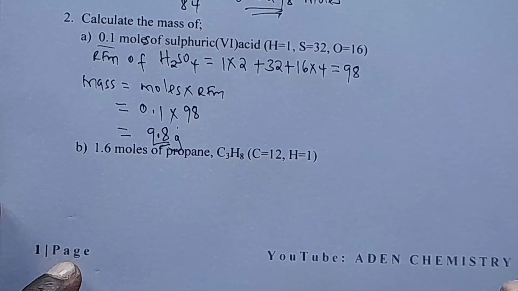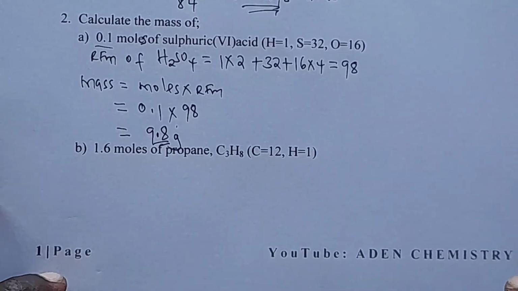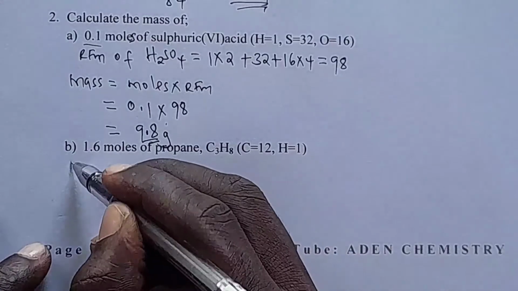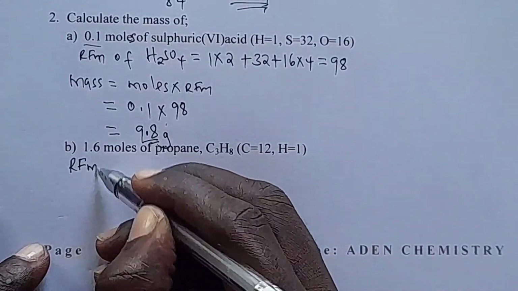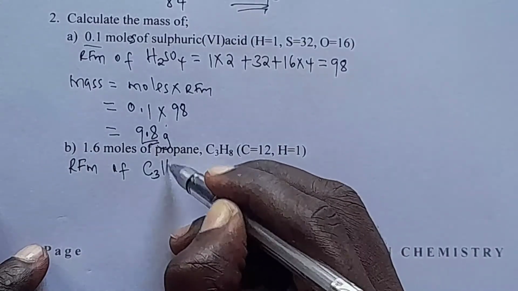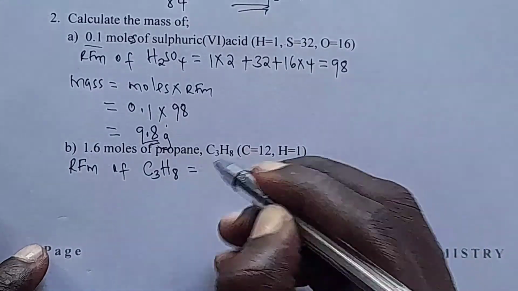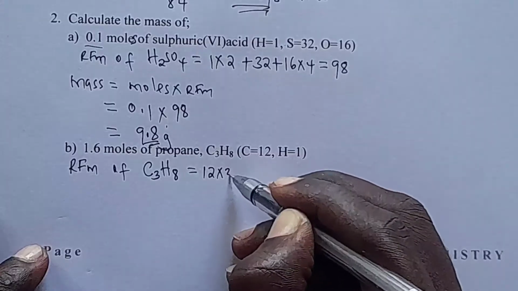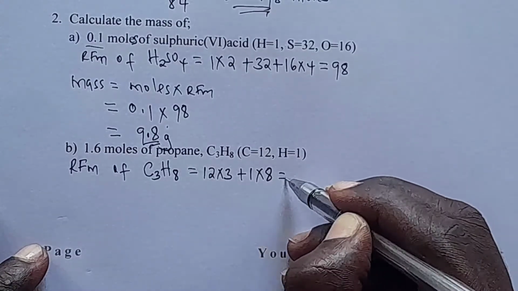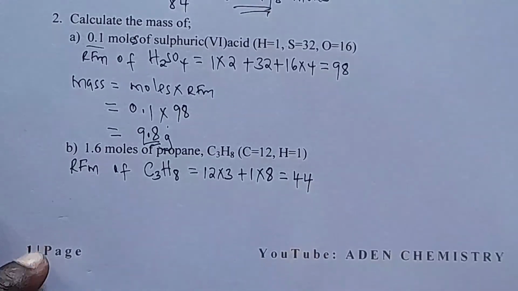The next, part B, it's the same: calculate the mass of propane. So we are going to say the RFM of propane. Propane is written C3H8. This will be equal to 12 for carbon times 3 carbons, plus 1 for hydrogen times 8 hydrogens. So this will be 44.